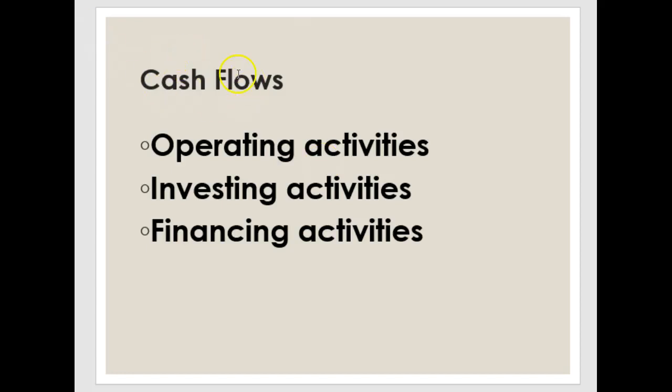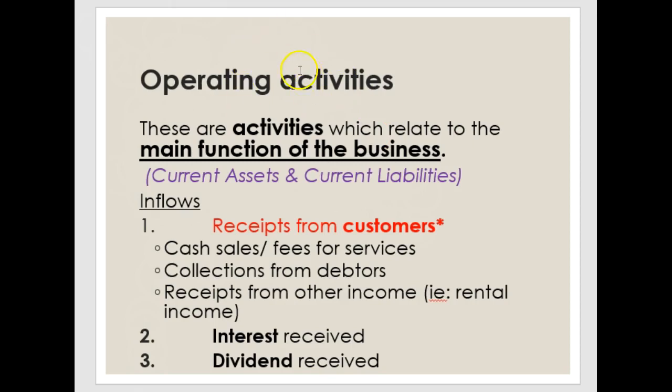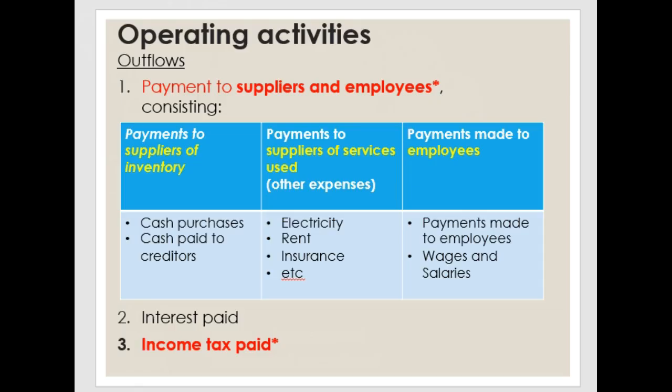So under the statement of cash flow, we have three main activities, which are operating activities, investing activities, and financing activities. In this particular video, we are only looking at operating activities. Under operating activities, we record all the cash receipts and cash payments that are related to the main function of the business. Under operating activities, we have inflows and we have outflows as well.